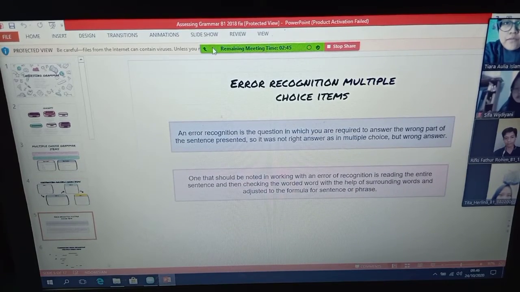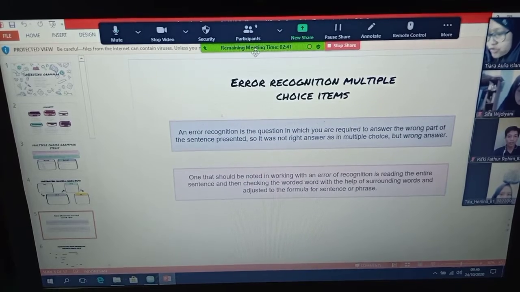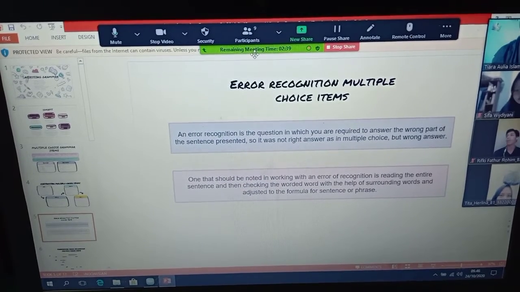Okay, thank you Bapak Rifki. Now, let's move on to Ibu Santi. Ibu Santi, please.